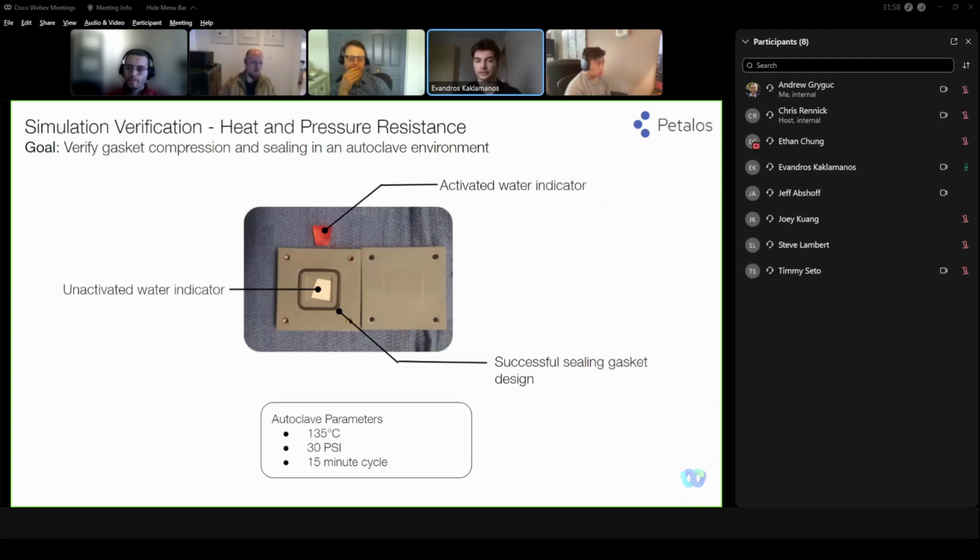To test for leaks, we completed an autoclave cycle with water tape indicators inside and outside of our sealed test coupon. We can verify our sealing design is successful since the indicator inside our gasket was not activated, while a control indicator outside the gasket was activated.